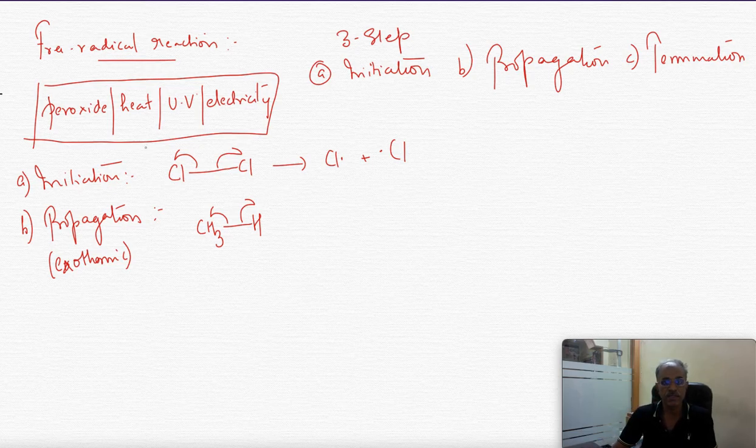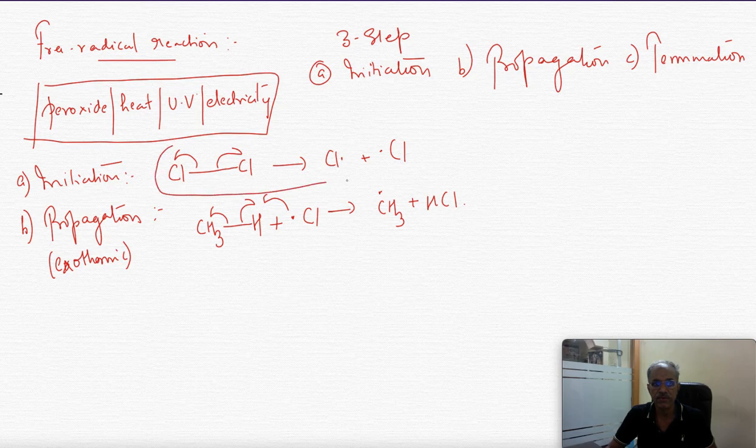Now what will happen? This will react with one of the chlorine free radicals, and it will form CH3 dot plus HCl, right? And this will again be a continuous process. Methane will be continuously breaking, and Cl dot is continuously getting formed in the first step, and it will react with CH4 to form HCl.